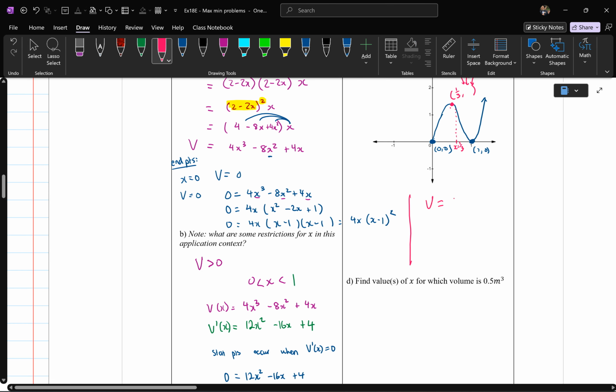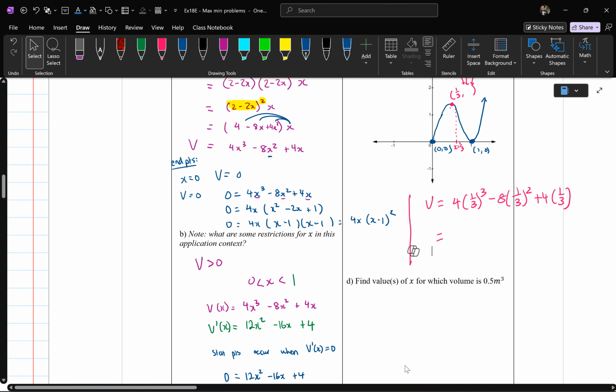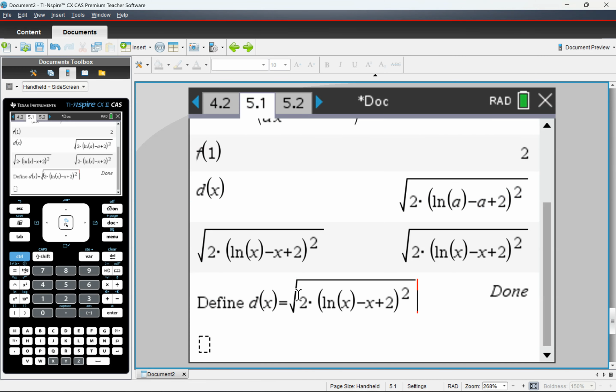V is equal to 4 times 1/3 cubed minus 8 times 1/3 squared plus 4 times 1/3. Now that's a pain to do. I'm just going to quickly jump into the CAS and type that in. Oh, this is one of my year 12 equations. How cool is that? It's crazy, eh?